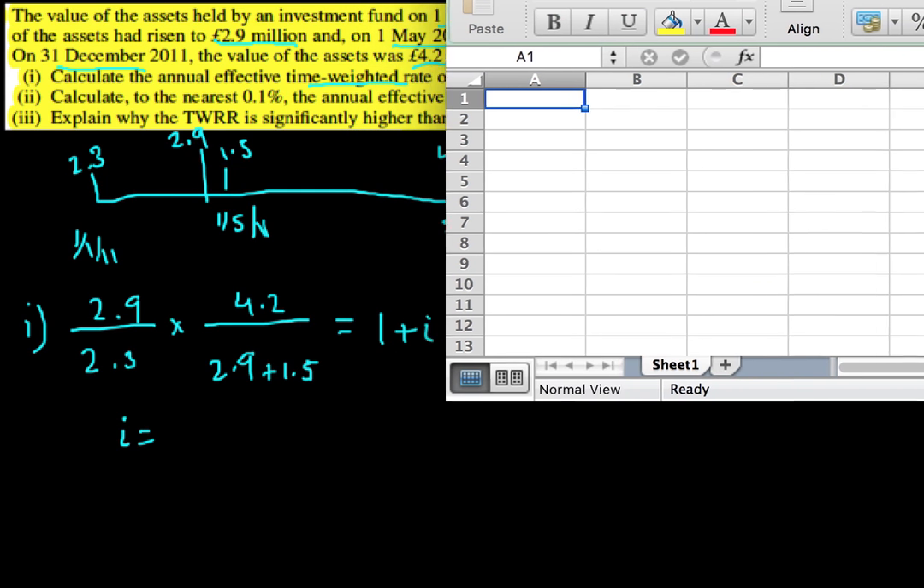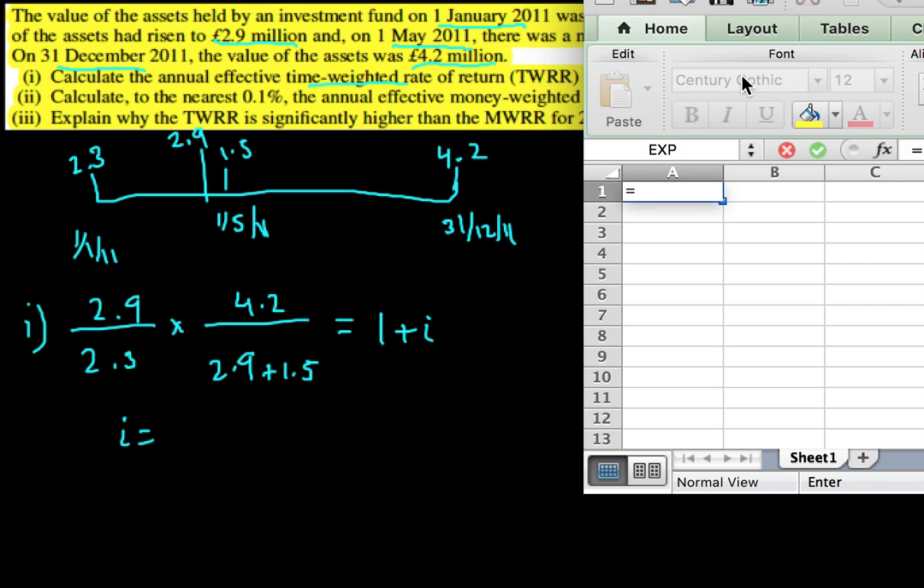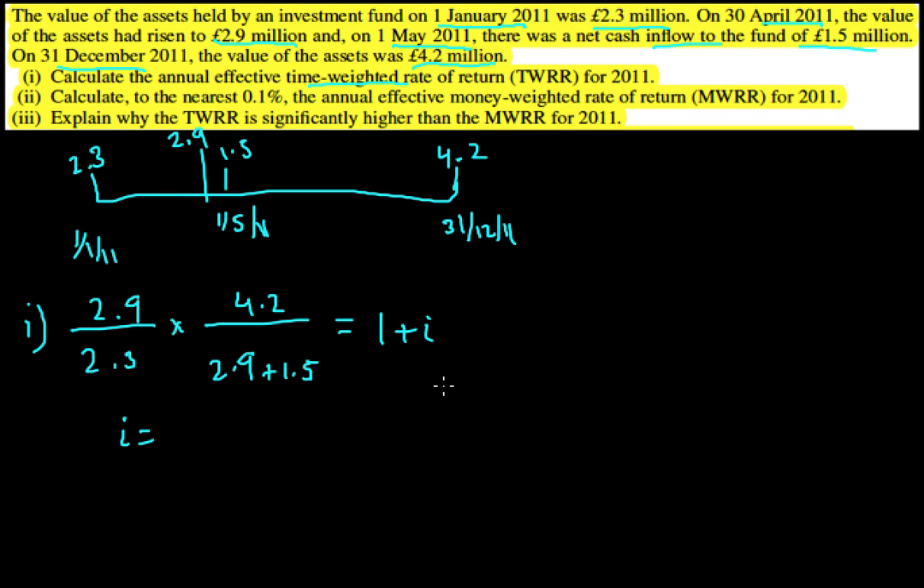Let's drag that across. First bit, 2.9 divided by 2.3. Now I'm multiplying that by 4.2 divided by 2.9 plus 1.5. That gives us 1 plus i, so we just minus 1 from there, which is 0.2036, so 20.36%. 20.36% per annum. There we go.